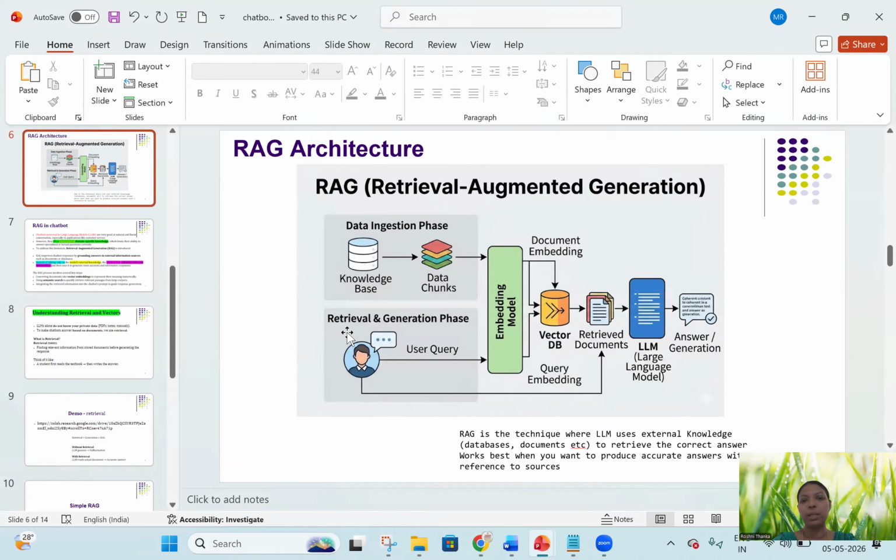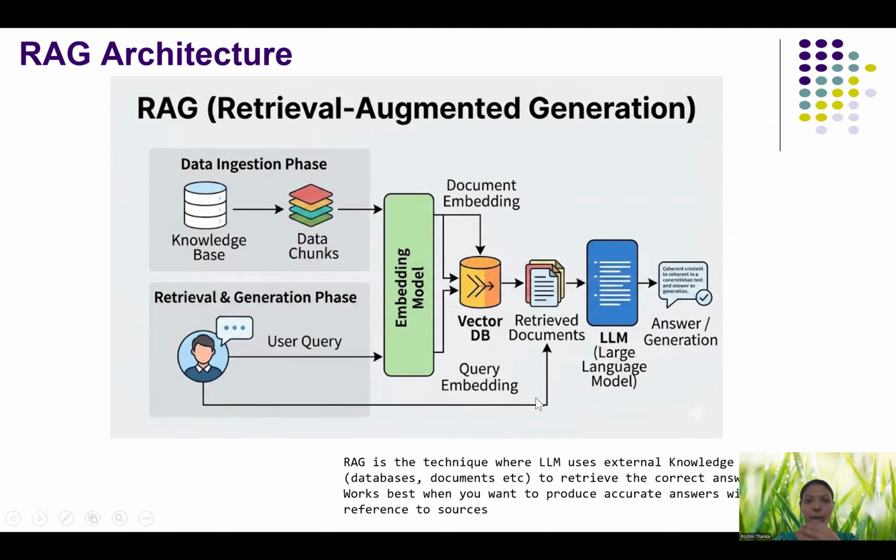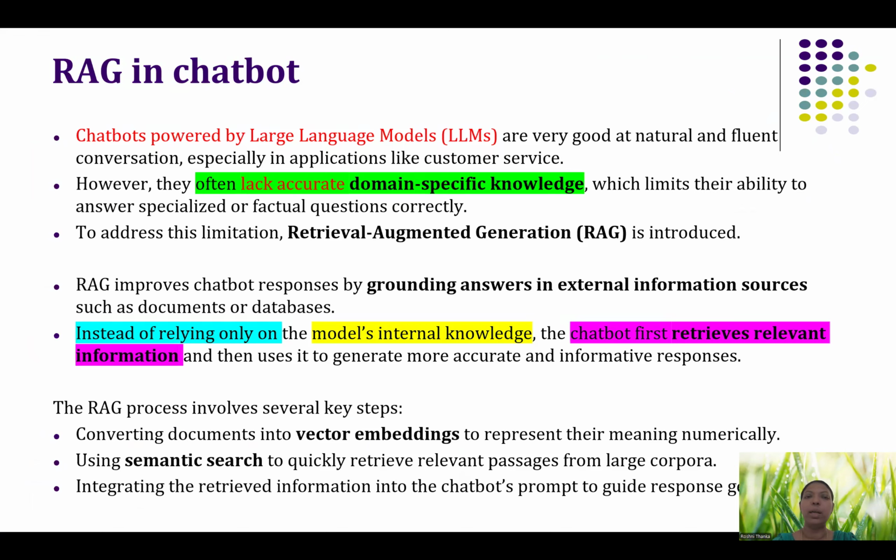The knowledge base as well as the query are in numerical format. For this query, we get the most relevant answer. The query as well as the relevant answer is given to the LLM, and the LLM is going to respond back to us. This is how a RAG normally works. I hope you are clear about the working of the RAG.